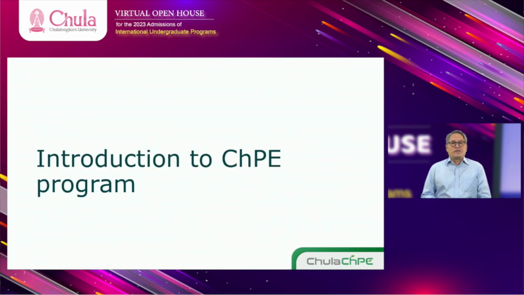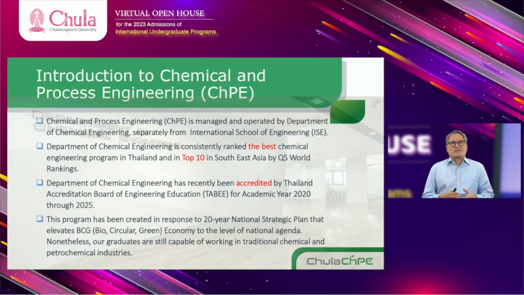So next, we want to talk about the CHPE program. The CHPE program is managed and operated by the Department of Chemical Engineering, which is separate from the International School of Engineering. Our chemical engineering department is ranked the best chemical engineering program in Thailand since forever, and probably in the top 5 in Southeast Asia by QS World Rankings. And our department has been accredited by the Thailand Accreditation Board of Chemical Engineering Education for academic years 2020 to 2025.